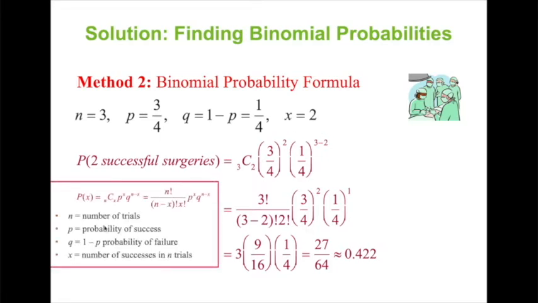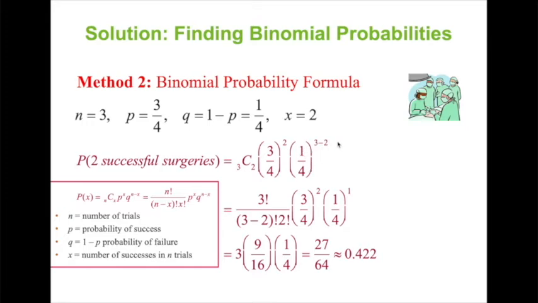Remember this formula? So we are going to use this formula. The probability of 2 successful surgeries is equal to 3, that's n there, the number of trials, number of surgeries, 3 combination 2 multiplied by 3 over 4 squared times 1 over 4 to the power of 3 minus 2.